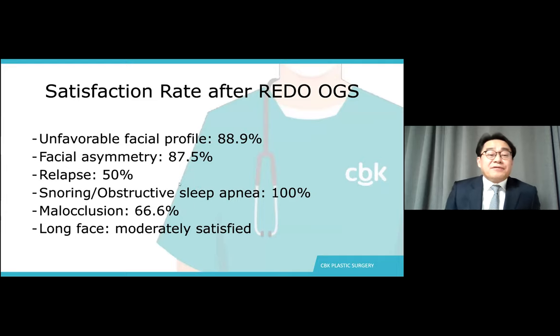Satisfaction rate for the unfavorable facial profile was 88.9%, very high. Satisfaction rate for facial asymmetry was 87%. Relapse was 50%. And all the patients who suffered from obstructive sleep apnea were satisfied with the result of redo OGS. Malocclusion was 66%, and patients with long face were moderately satisfied.